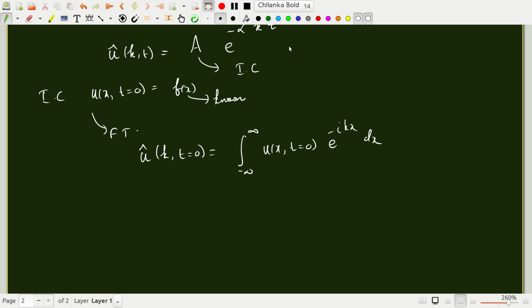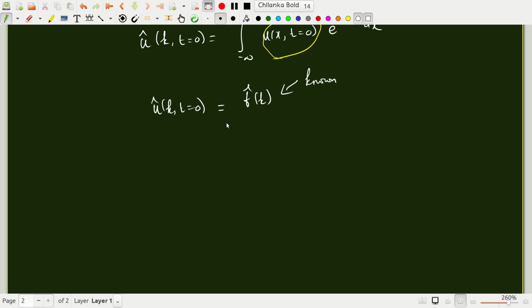But we know that u hat of k at t equal to 0 is just the Fourier transform of f of x, which is f hat of k. So u hat of k, t equal to 0 is known because we know f of x, so we can find what f hat of k is using the Fourier transform.